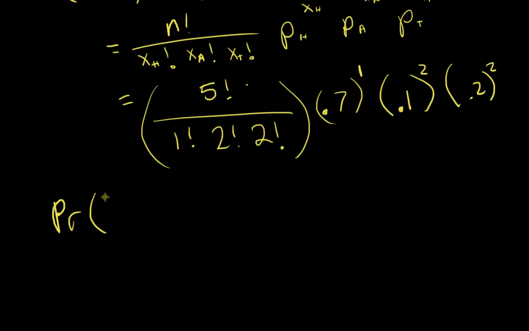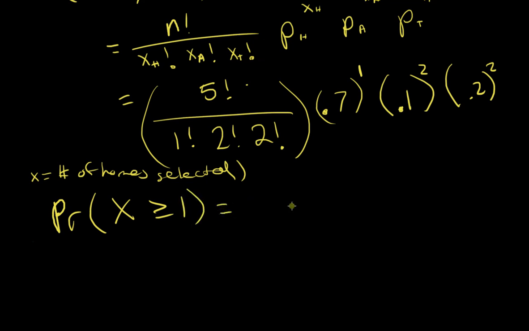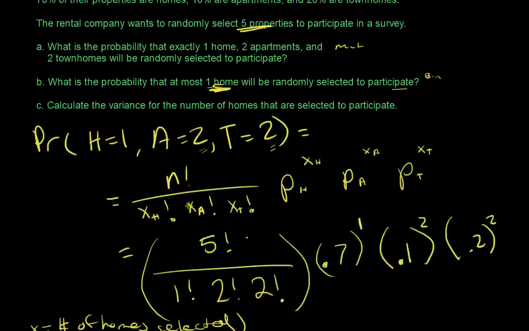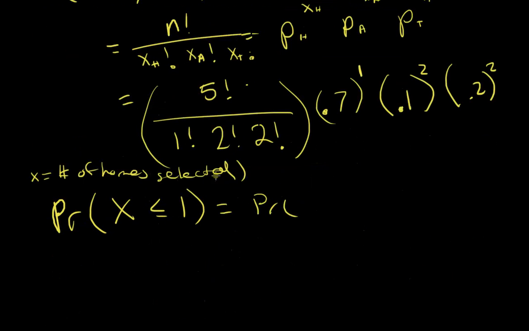So I'll let, say, x be the number of homes that are selected. So at most 1. If we could find the probability, let me read it. At most one home would be less than or equal to 1. At most one home, right? Less than or equal to 1. So the probability that x equals 1 plus the probability that x equals 0. So either one home is selected or 0 homes are selected.